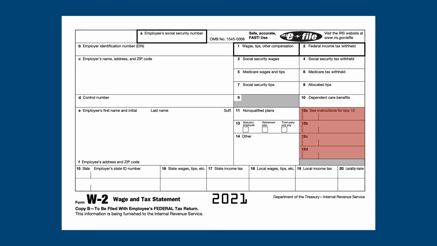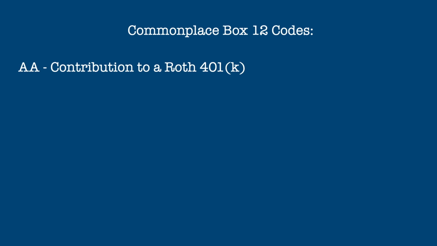Box 12. There are usually several spaces for entries in Box 12. A number of entries are placed in these boxes. Some are there just for your information, others affect the tax return. Here are several of the most common entries in Box 12. Double A. If you made a contribution to a Roth 401k, that figure will be here. This is just for your information.